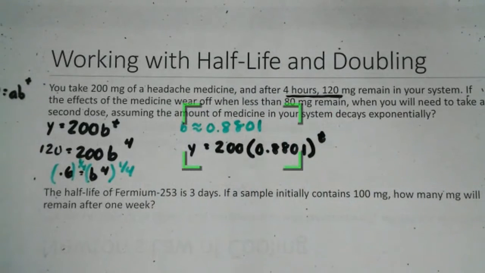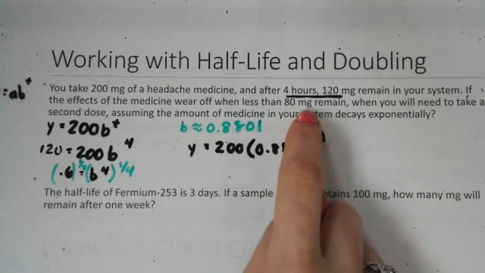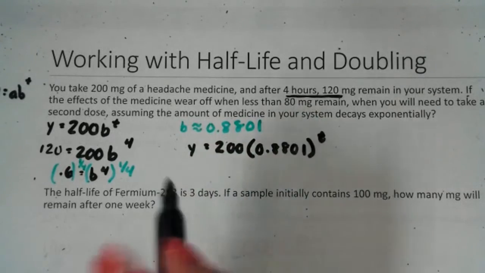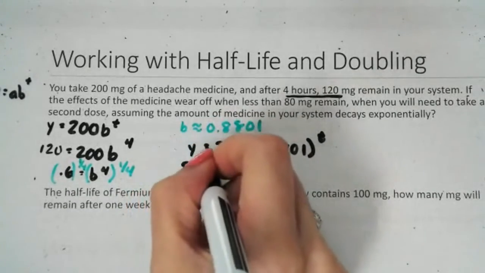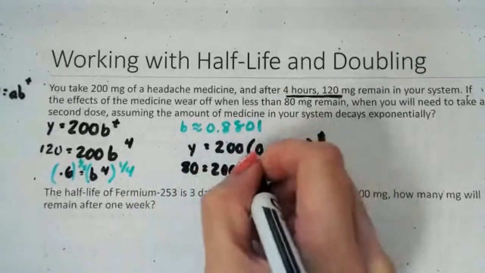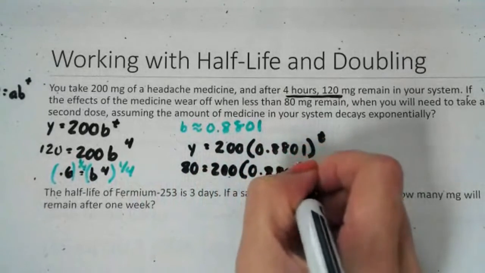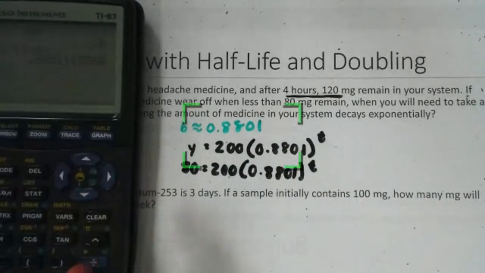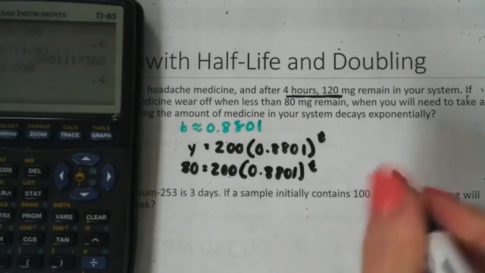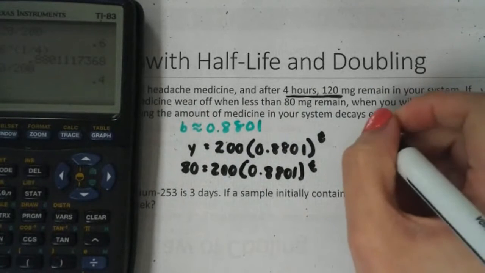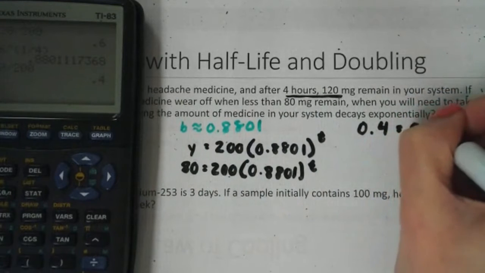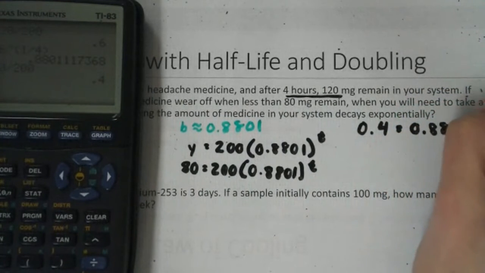We want to know when we'll need to take a second dose, and the effects wear off when less than 80 milligrams remains. So I'm going to plug in 80 for how much remains, and we're going to solve for t, which is time. So we'll have 80 is equal to 200 times 0.8801 to the t. I'm going to divide both sides by 200, and 80 divided by 200 is 0.4. So we get 0.4 is equal to 0.8801 raised to the t power.